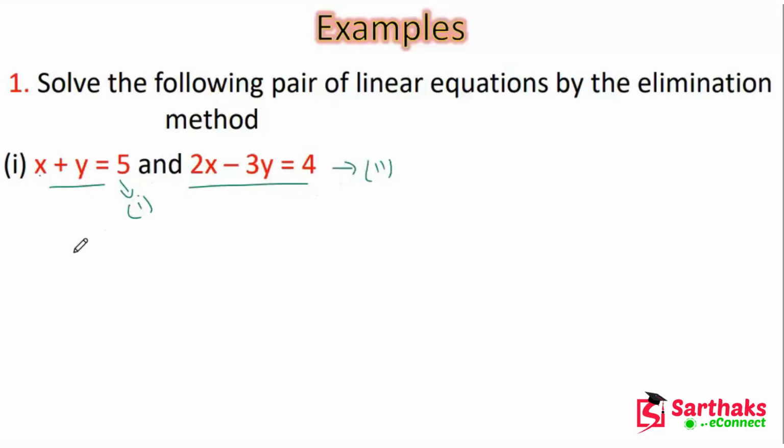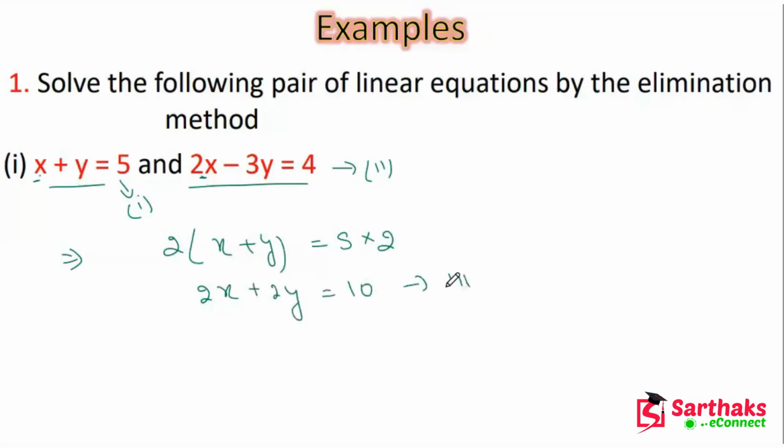We have to multiply equation first by 2, because if we multiply by 2, then it becomes 2x, which is similar to the coefficient of x in equation second. So 2 into (x plus y) equals 5 into 2. We multiply both sides, so it becomes 2x plus 2y equals 10. This is equation third.